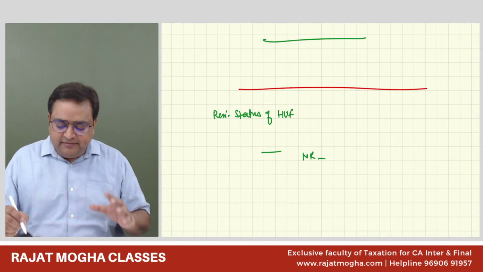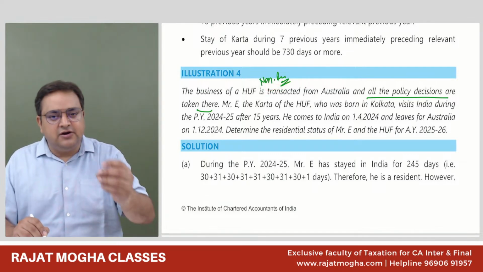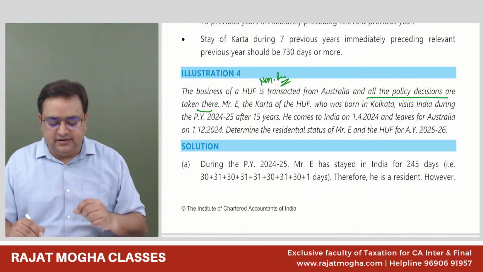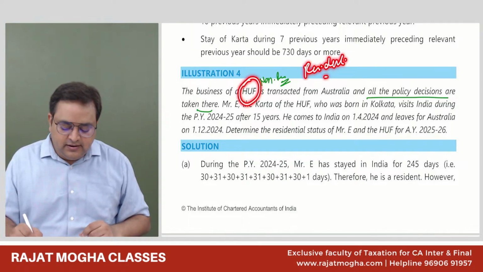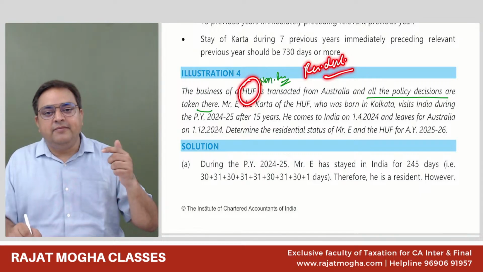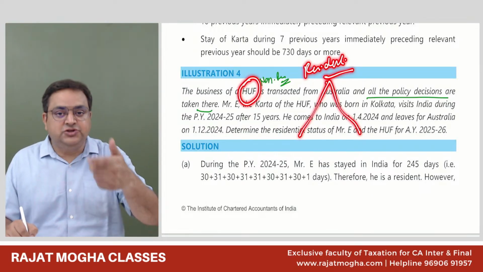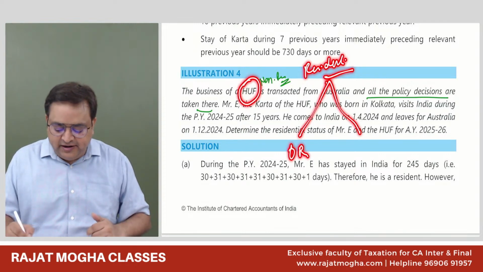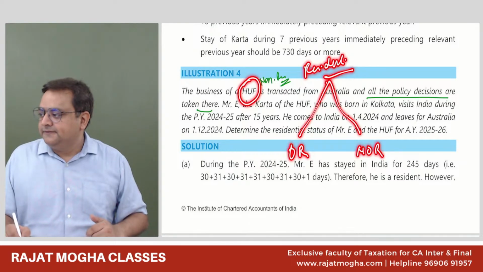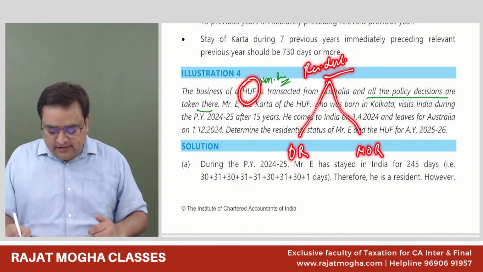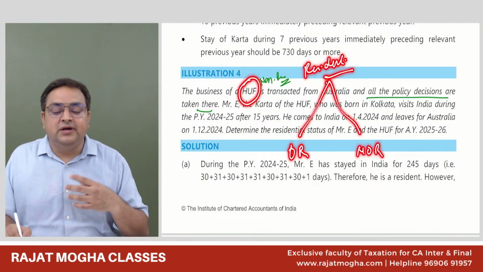Please tell me, in case even some of the policy decisions are taken in India, then this HUF will become resident. Now if the HUF becomes resident, how will you determine whether it is ordinary or not ordinary? Tell me, guys. We will see the additional conditions for Karta. Now, please apply the additional conditions on Karta.